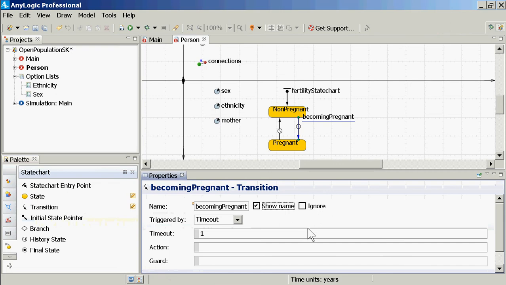What sort of transition would that be? Would it be a timeout? Would it be an agent arrival transition? Would it be a message transition? It would be a rate transition, a chance per unit time. We saw that yesterday with interacting state charts, a rate transition. And it's going to be called becoming pregnant.